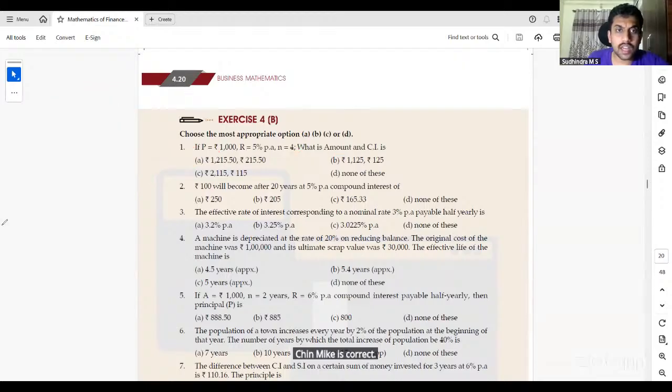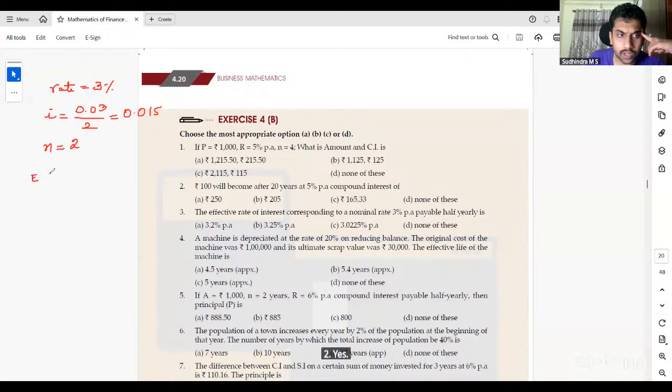What are they asking us? Effective rate of interest. So the previous concept that we learnt. Yes, Annapurna, correct. They have given us nominal rate of return as 3% payable half yearly. What would be the value of I? 0.03 divided by 2, which is 0.015. Correct? And N will be? 2 into 1, 2. Very good. So effective rate of interest is 1 plus I to the power n minus 1.